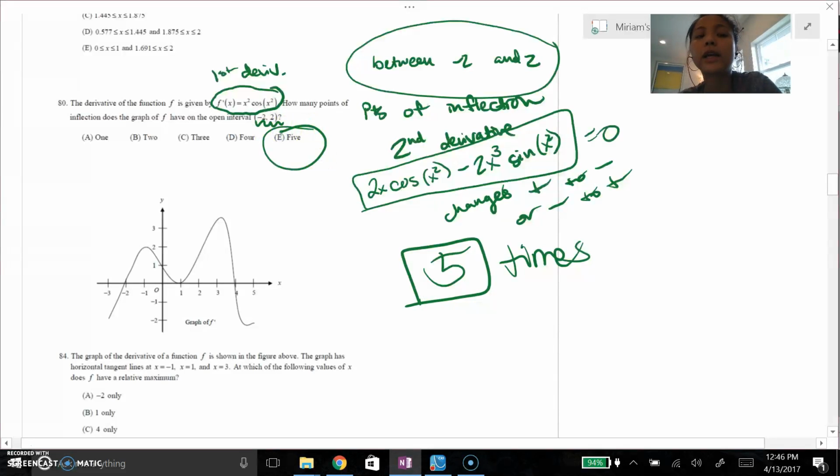Okay, again, we found the second derivative. We graphed it. We saw where it equals 0. And we count how many times it changes from positive to negative or negative to positive. Those are how many inflection points you have.